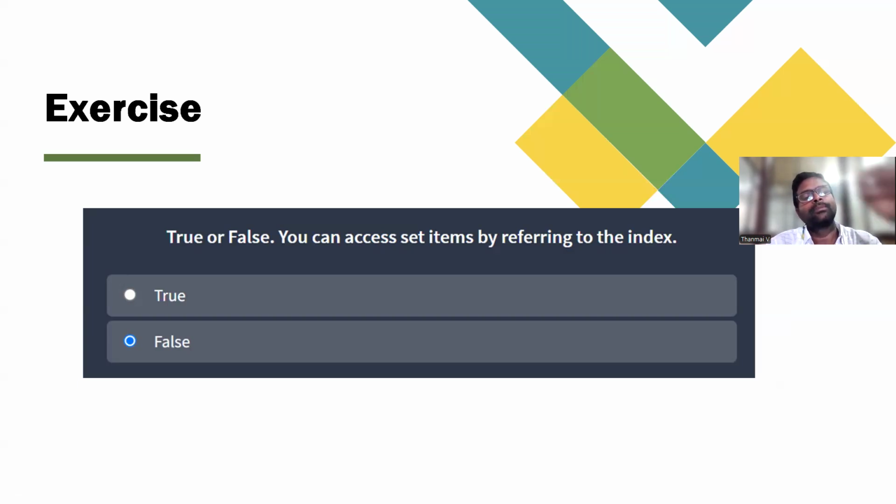Now coming to a small exercise, true or false, we are going to give the answer. You can access set items by referring to an index. By referring to the index, you can access the items in a set. Is it true or false? As I said earlier, sets are unindexed. You can't access the elements based on the index. So the right answer is false.